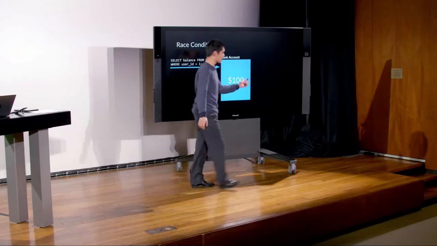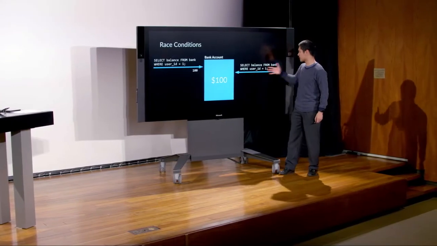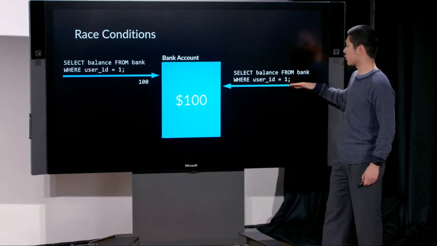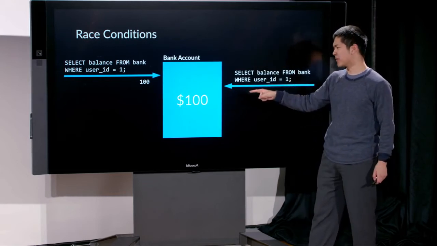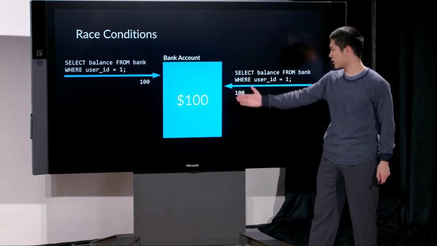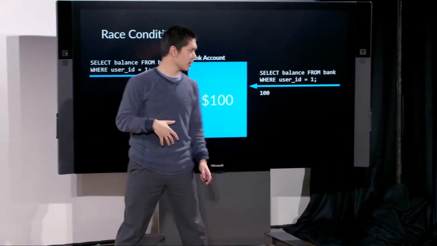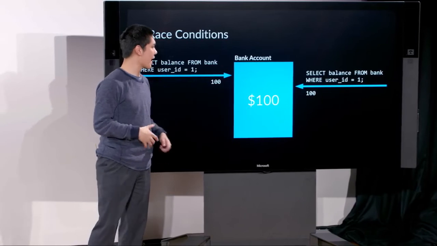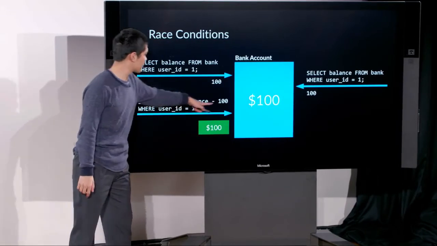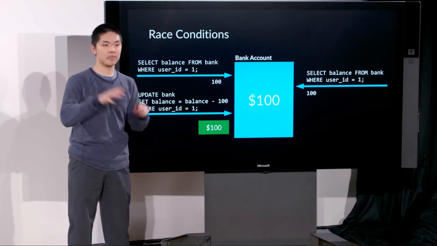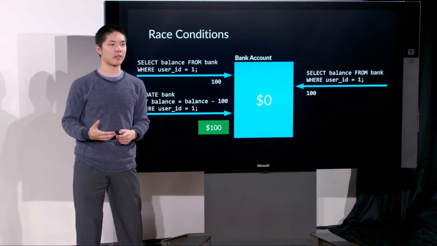But then the person over here on ATM number 2 is doing the same thing. They're running the same query. They're also selecting a balance from the bank where user ID equals 1. And maybe this is happening a split millisecond after that first select query happened. But it doesn't matter. There's still $100 in the bank, and so this still gets me back 100. So what happens now over here on side number 1, maybe right after this happens, now we're running our update. We update the bank, set the balance equal to balance minus 100, where user ID is equal to 1, same as before. And same as before, I get the $100 back, and my bank account balance goes down to 0.